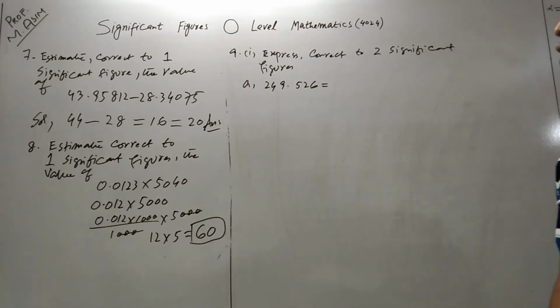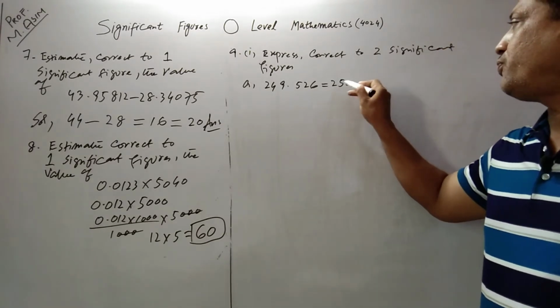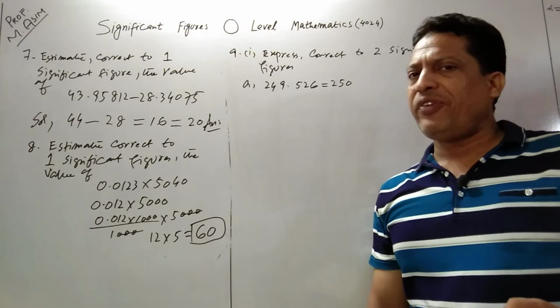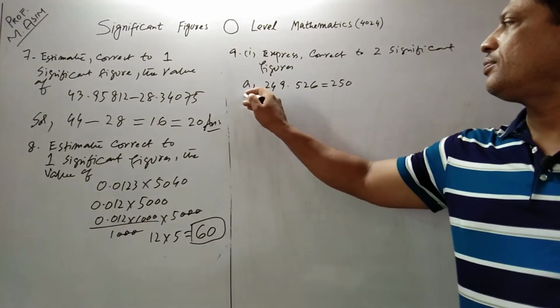249.526. So 249.526 is very closest to 250, and in 250 there are only two significant figures, therefore this is our answer.